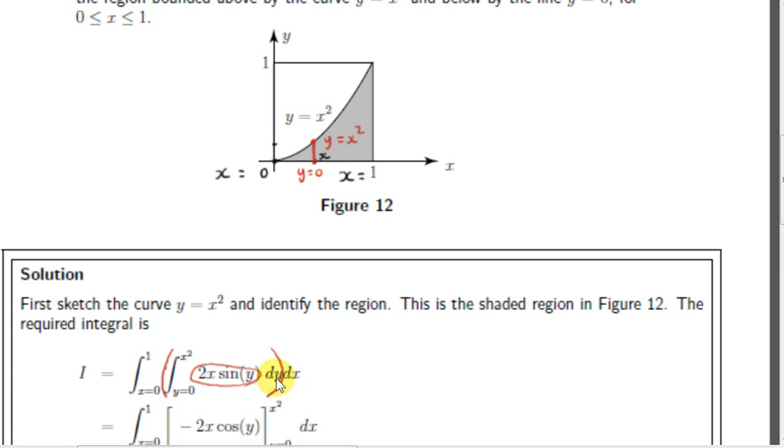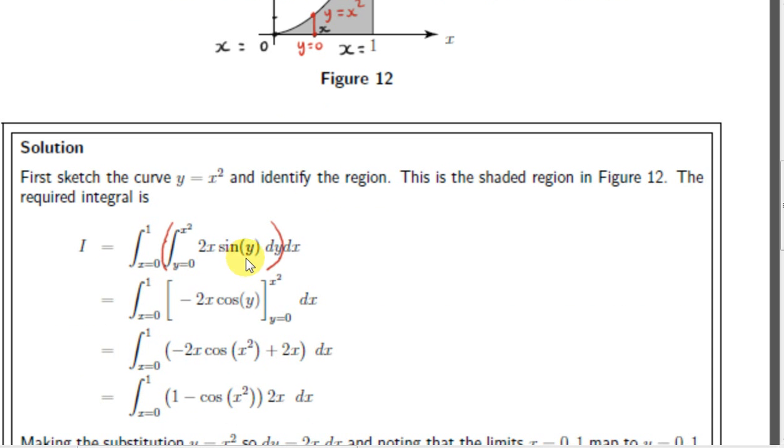Again, that area is made up of infinitely many rectangles of width dy, because we're taking increments in the y direction, and the height is given by 2x sine y, as we've seen before. We multiply the height by the width to get the area of each rectangle, and we sum all those rectangles from y equals 0 to y equals x squared. Since we are integrating with respect to y, x is treated as a constant, so we just leave that to one side. It's multiplied by the sine of y.